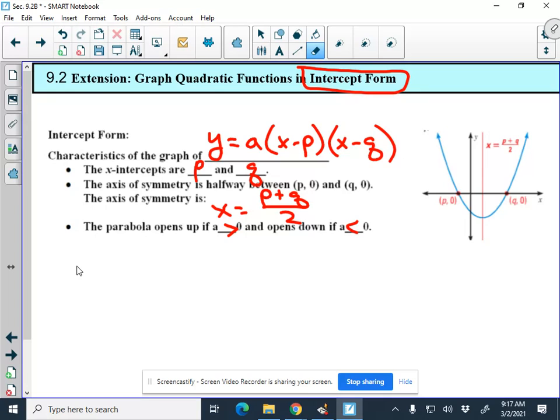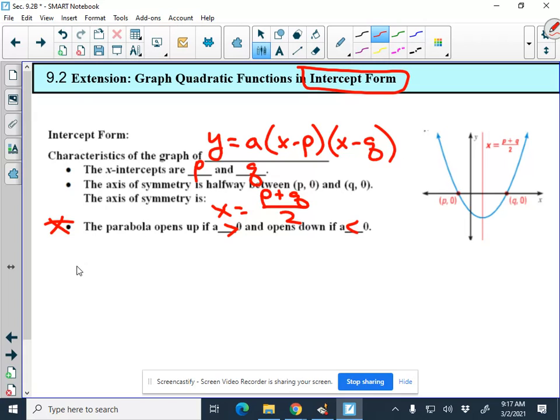So in the intercept form, it's going to look like this. You still have an a value. And what's true about a, right here, if a is bigger than 0, it opens up. If it's positive, it still opens up. If it's negative, it still opens down. That's true on all three forms, when the a is positive or negative.